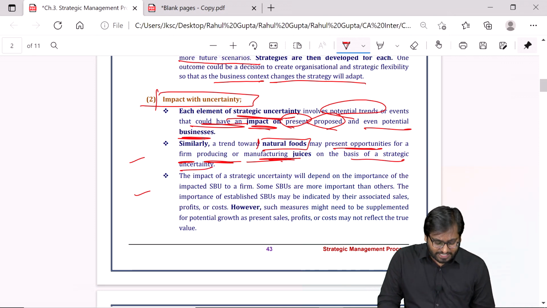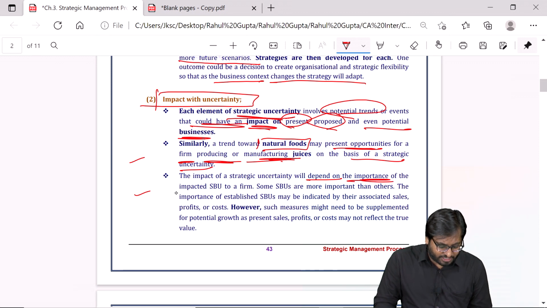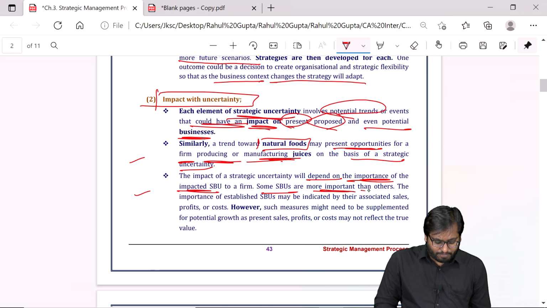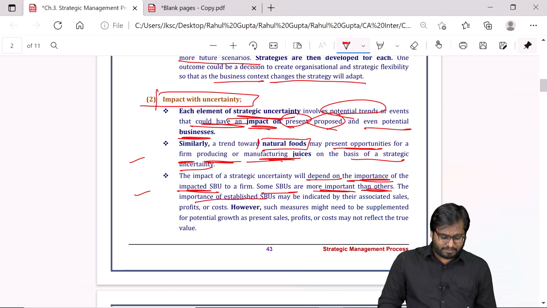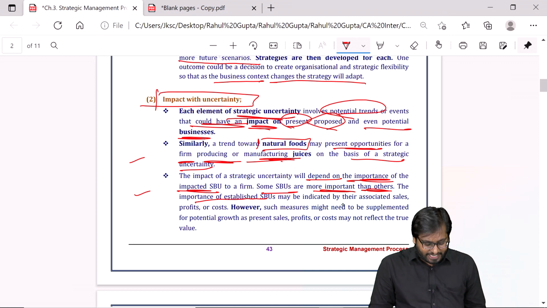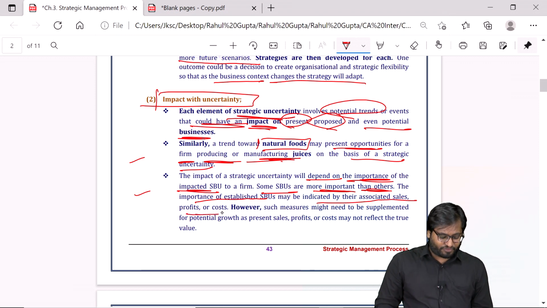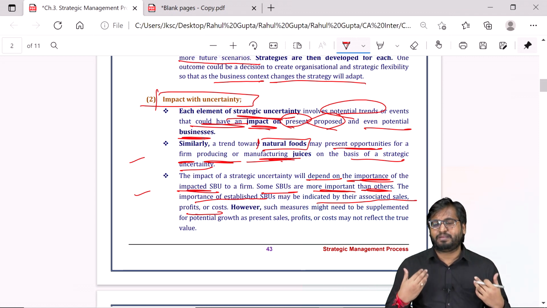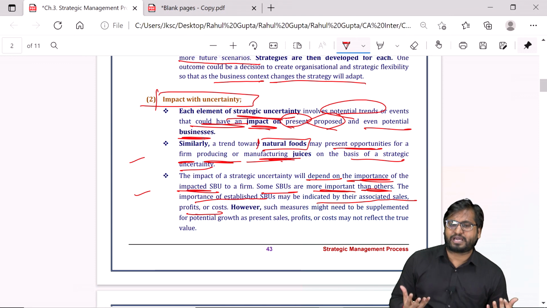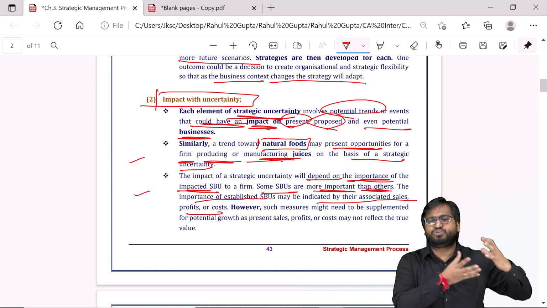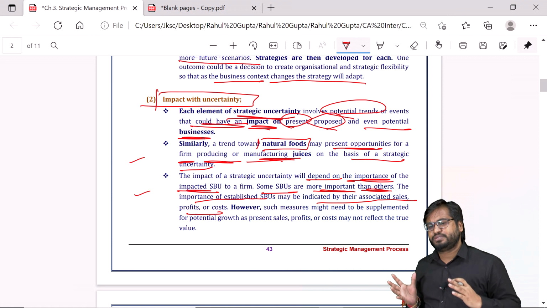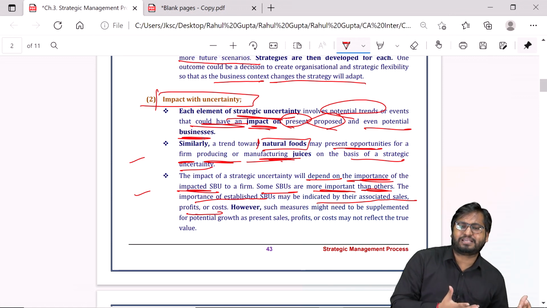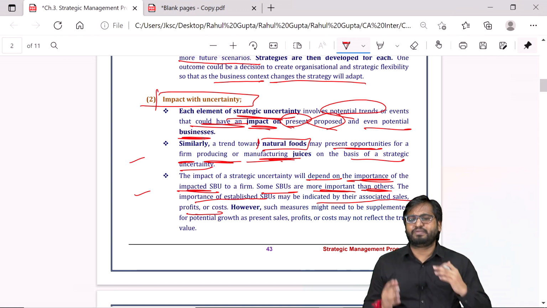The impact of strategic uncertainty will depend on the importance of the impacted SBU to a firm. Some SBUs are more important than the others. The importance of an established SBU may be indicated by its associated sales, profit or cost. If you are into multiple businesses, if you are dealing in multiple products, few products or few SBUs will be important as compared to others. So you'll have to see the impact on the same, whether it is having a positive impact or a negative impact.